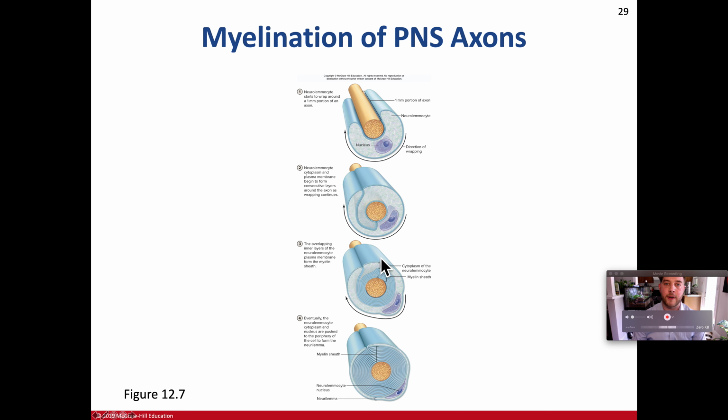So you can think of it as a portion of the plasma membrane that gets stuck and pinned at one point, and then just wraps and wraps over and over again around that axon to insulate it.